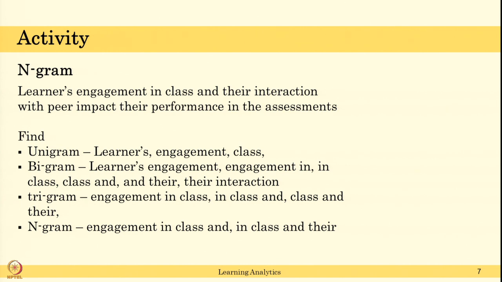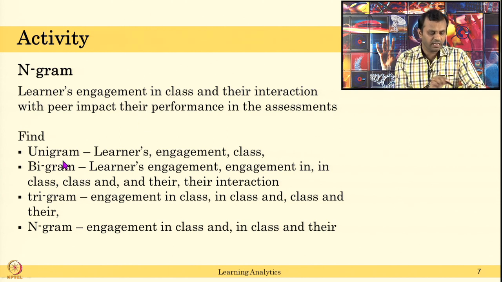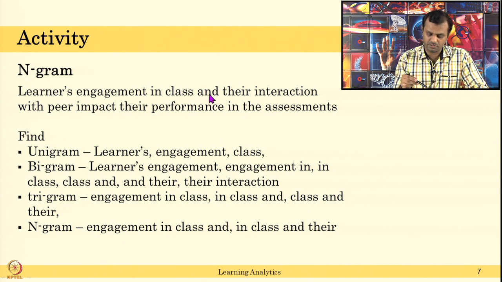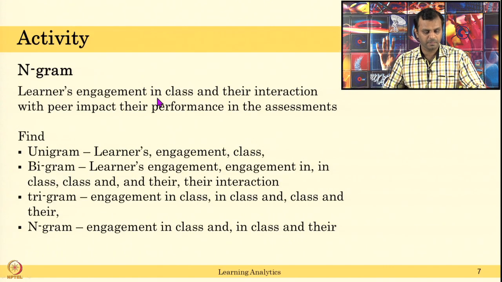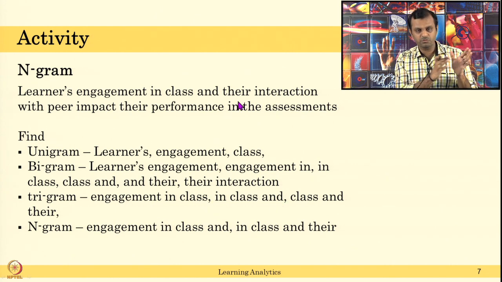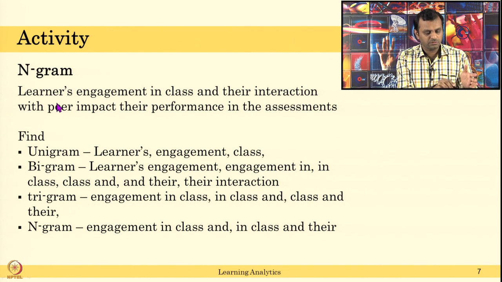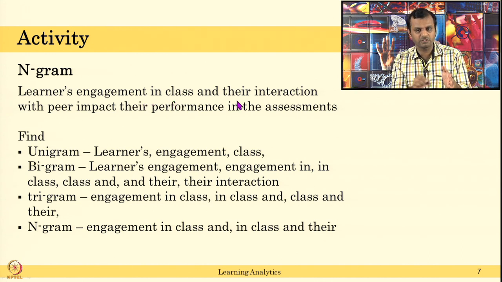So the unigrams will be learners, engagement, in, class, and, their, interaction, with, peer, impacts, all these single words. Bigrams will be "learners engagement", "engagement in", "in class", and so on, everything will be a bigram. Trigrams will be "learners engagement in", "engagement in class", "in class and". So we are sliding the window slowly: you take the first three words, then the next three words, like that.